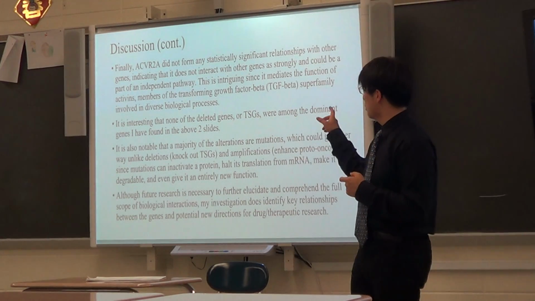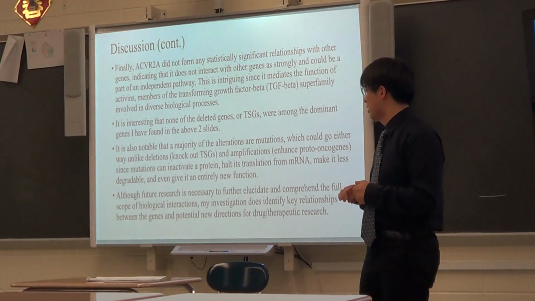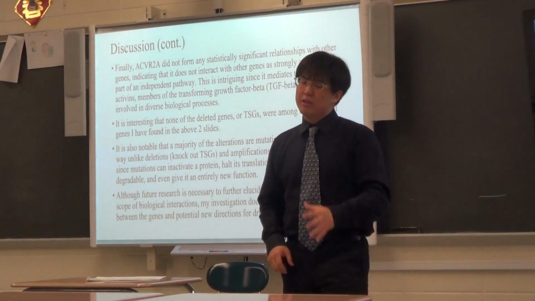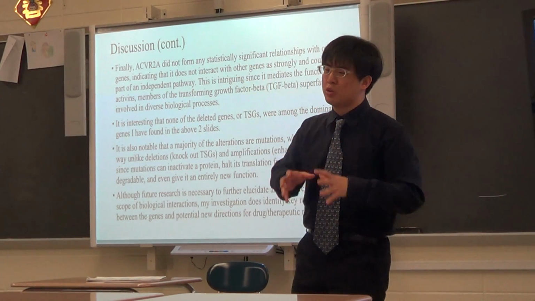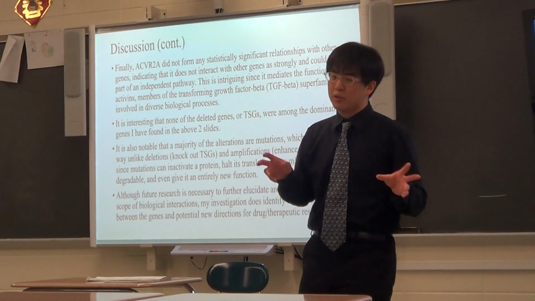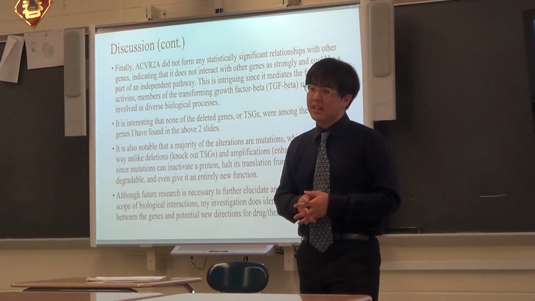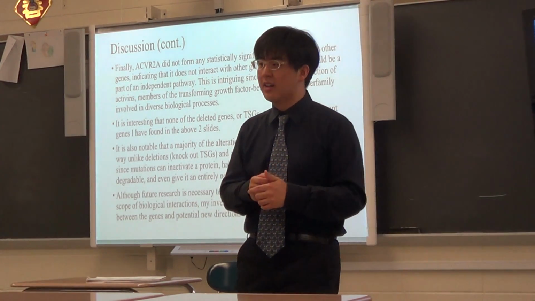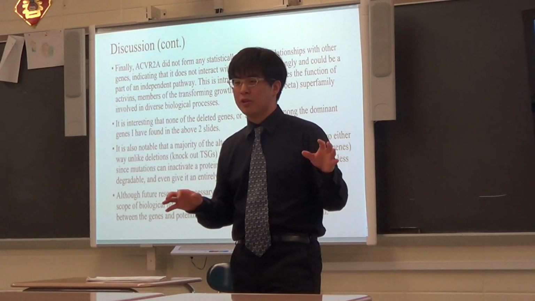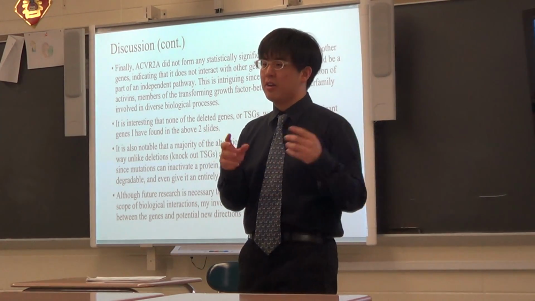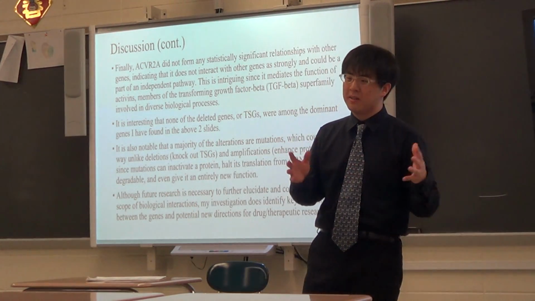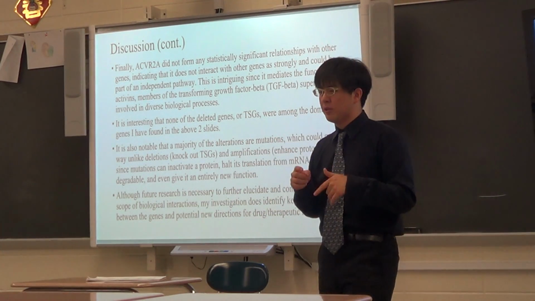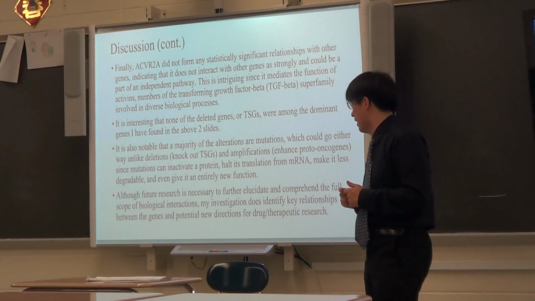And it's also interesting that none of the deleted genes were among the dominant genes I found in the LMO2 slice. So there were not a lot of deleted genes forming strong co-occurrence or mutually exclusive relationships. It's suggesting that the tumor suppressor genes are acting mostly independently in order to stop liver cancer, and their deletion is acting quite independently from a lot of the other dysfunctions of the genes in the liver, which is quite interesting to find.